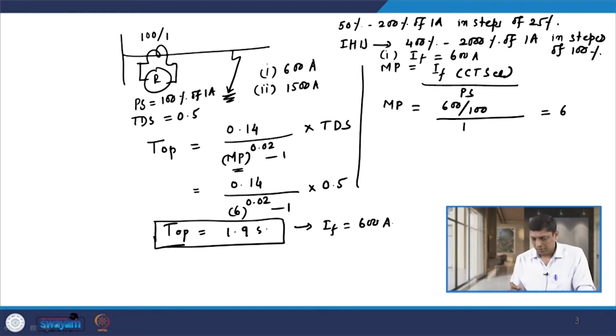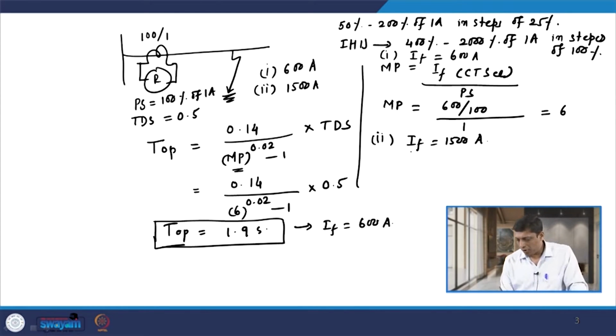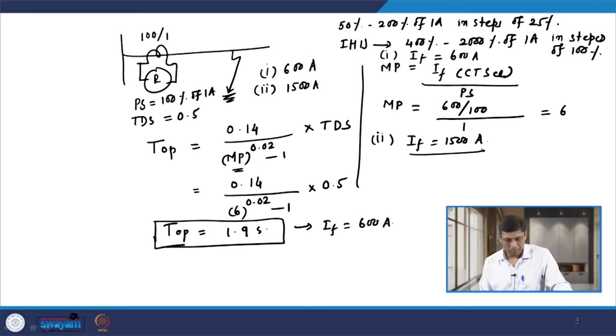So, that is for the first case. Now, let us consider the second case, when the magnitude of fault current is, say, 1500 ampere. If I look at the fault current value, obviously we can calculate the value of PSM, whatever it comes out. In this case it comes out to be 15, and you can put the value of 15 here and you can calculate the time of operation of relay for the second case.